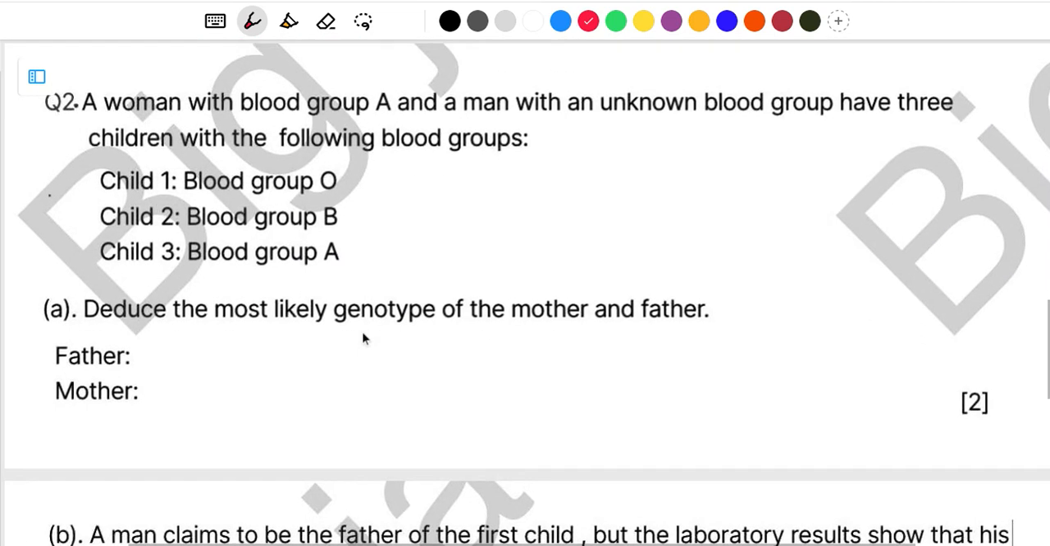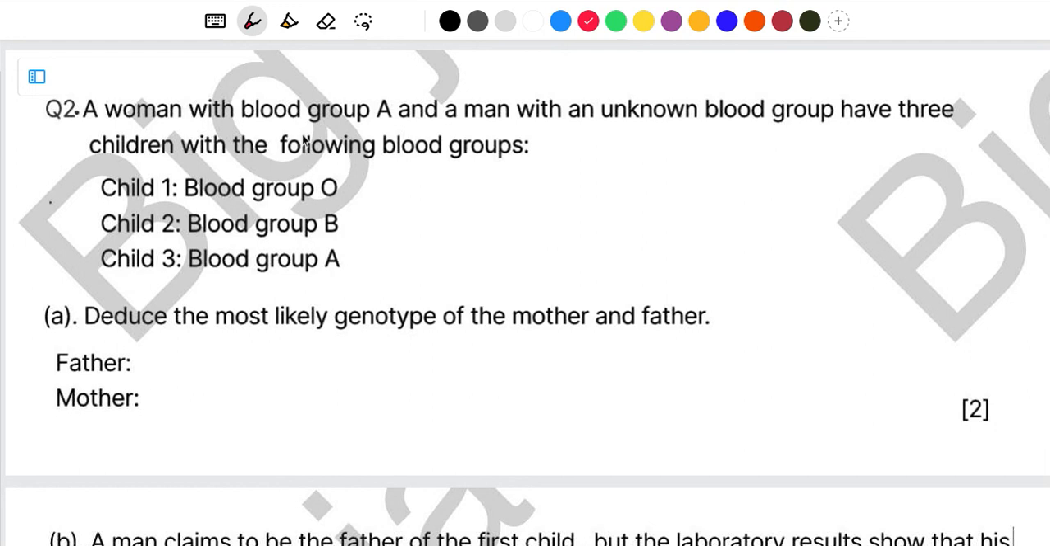Then we have this interesting question, which is saying a woman with blood group A, and a man with an unknown blood group have 3 children with the following blood groups. So we have child 1 with blood group O, child 2 with blood group B, child 3 with blood group A. So as you can see, we already know the blood group of the mother, or of the woman. So this one can be homozygous dominant, or it can be heterozygous dominant, whichever way.